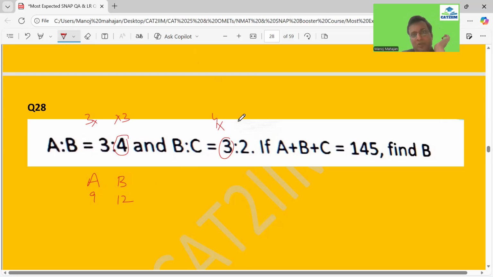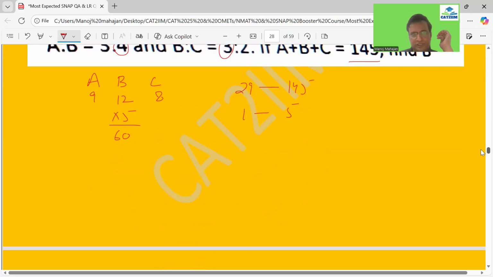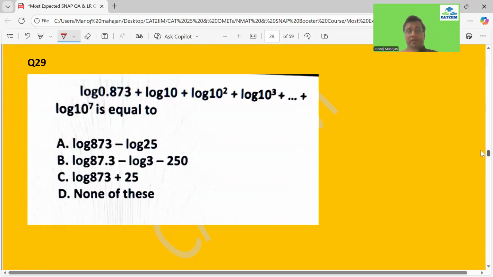Into 4, this is again 12. And this would be what? Into 4, that is 8. So let's add this total, how much it is? 29. So 29 unit is given is actually what? 145. So 1 unit would be what? 5. Now you can get A also, B also, C also. We have to find B. So let me multiply this with 5. 60 would be the answer, right? Yeah, this is an interesting problem, and maybe you can get this again in the snap. Maybe exactly same also, or the concept would be same, right?